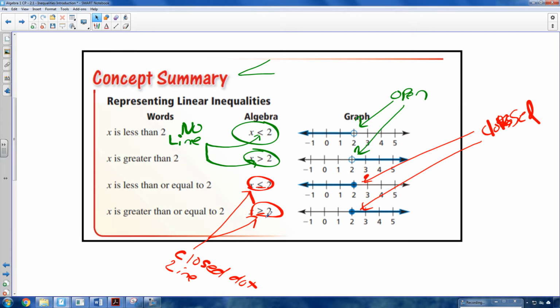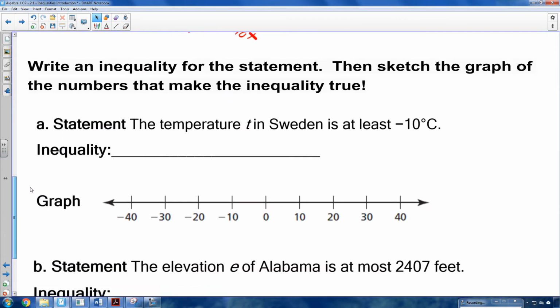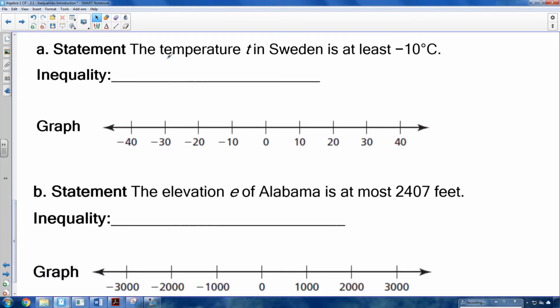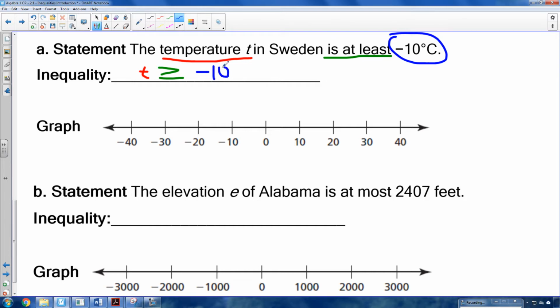So, or equal to, or equal to, or equal to. Just a refresher on that, I think we're pretty okay with it, but right now we want to write an inequality for this one. The temperature T in Sweden, so T, and then it says is at least. When I say is at least, I want to say it's greater than or equal to negative 10 degrees Celsius. The temperature is greater than or equal to negative 10.